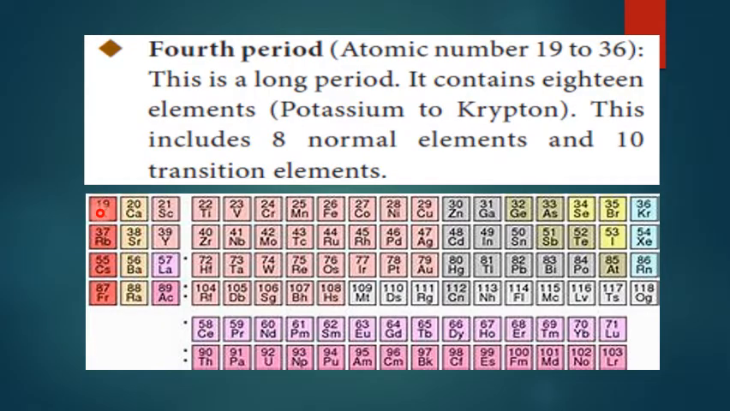Now the fourth period. It is a long period. It contains 18 elements from potassium to krypton. This includes 8 normal elements and 10 transition elements. For potassium, the symbol is K. The atomic number is 19. For krypton, the symbol is Kr and the atomic number is 36. So the fourth period, atomic number from 19 to 36.